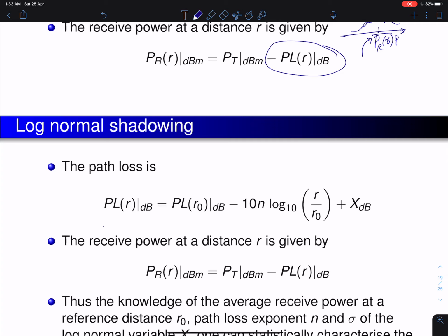Okay, I'll clarify about the plus minus signs, because your textbook might be using a different sign. But path loss should be positive, so because you are subtracting path loss from this, I'll clarify that a little later.